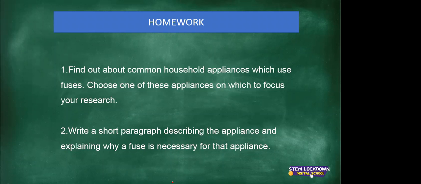Then you're going to write a paragraph describing the appliance and explain why a fuse is necessary for that appliance. By doing this homework, you're actually summarizing what you've learned today: the importance of a fuse and why you have to use it, and you have to relate it to the circuit of the appliance you decide to use. Okay, that's your homework for today. I'll leave it on for 30 seconds for you to write it down.